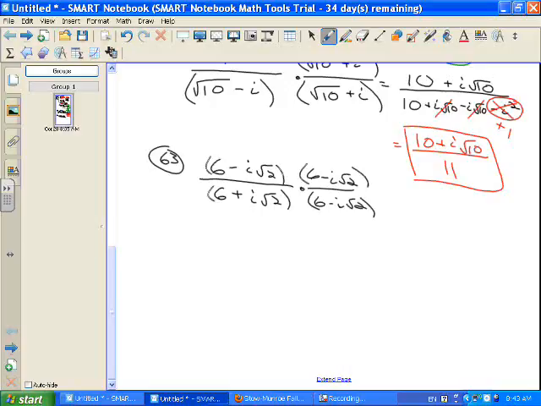All right, bottom first. 6 times 6 is 36. 6 times negative i square root of 2 is minus 6i square root of 2. 6 times the positive i square root of 2 is plus 6i square root of 2. The next thing there is that this monstrosity is gone. Then over here I've got negative i square root of 2 times i square root of 2, minus 2i squared root of 4.